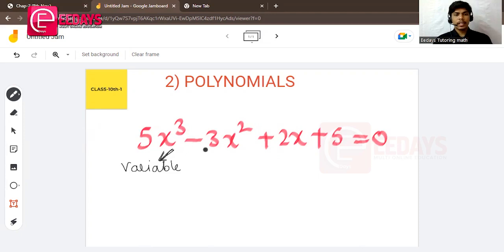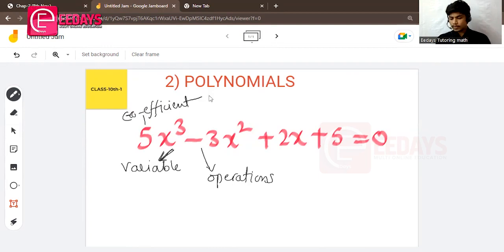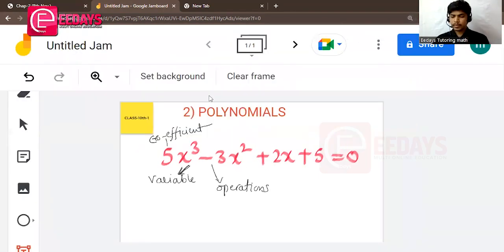Here, the minus and plus signs we call operations. And 5 here is the coefficient of x cube. Once again, 5 is the coefficient of x cube, 3 is also a coefficient, and 2 is also a coefficient. And here 5 is the constant. Is there anything else we are left with?